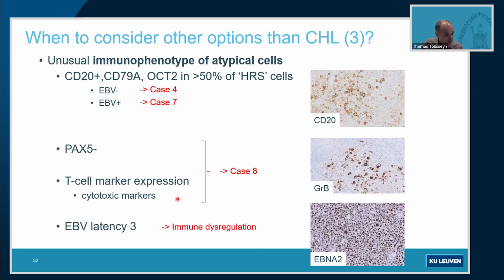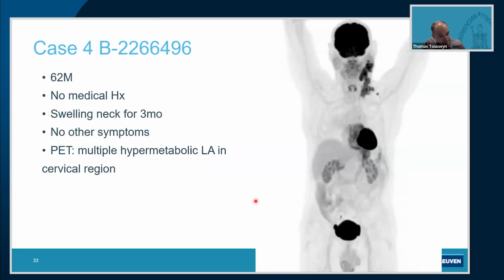I will quickly discuss. And then, of course, one other thing is that if you are looking into EBV and you find expression of EBNA2, this means that the lymphoproliferation has a latency 3, and then you do not make a diagnosis of Hodgkin lymphoma, but then you need to look if this patient has some kind of known or unknown immune dysregulation. So these are cases I will discuss now.